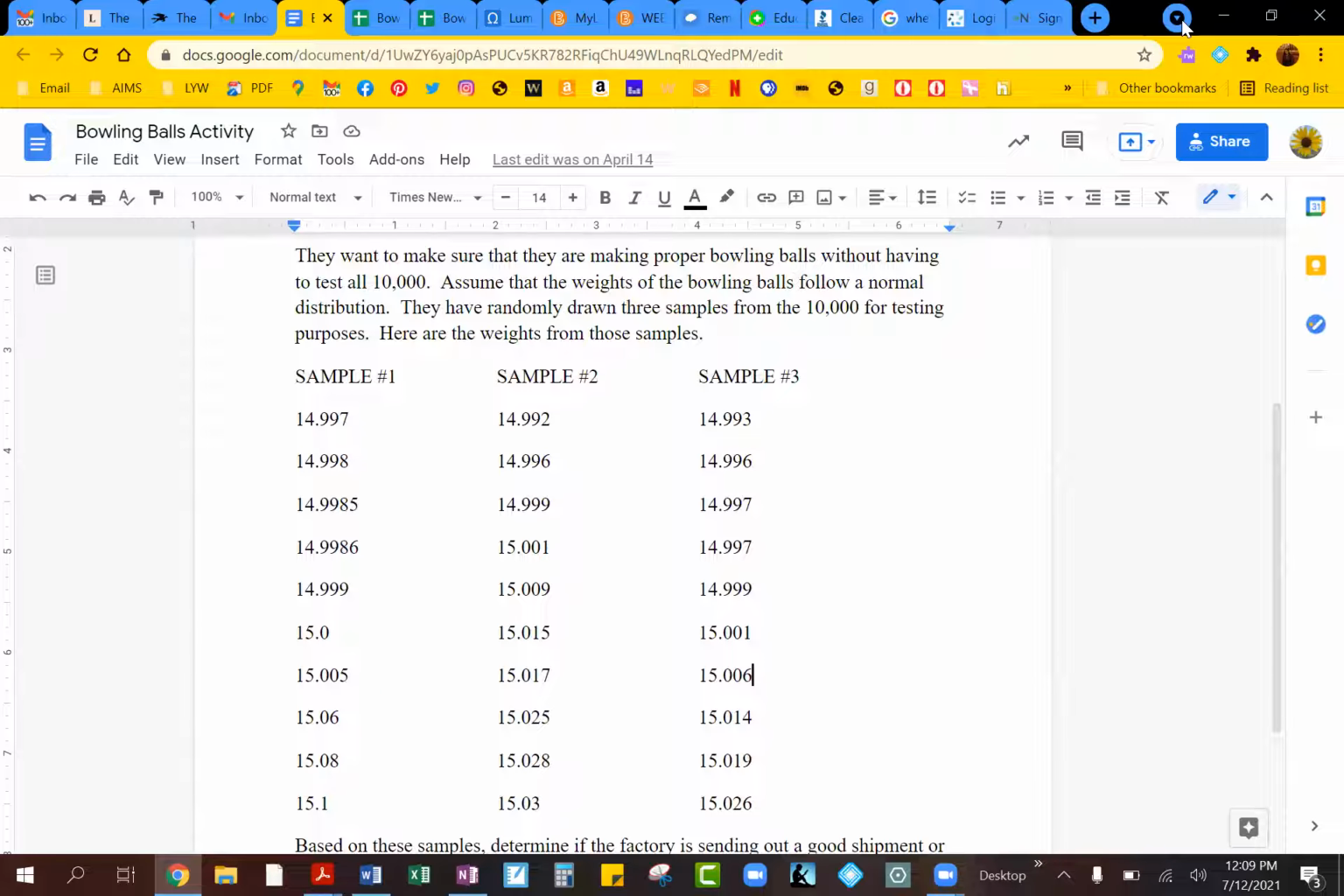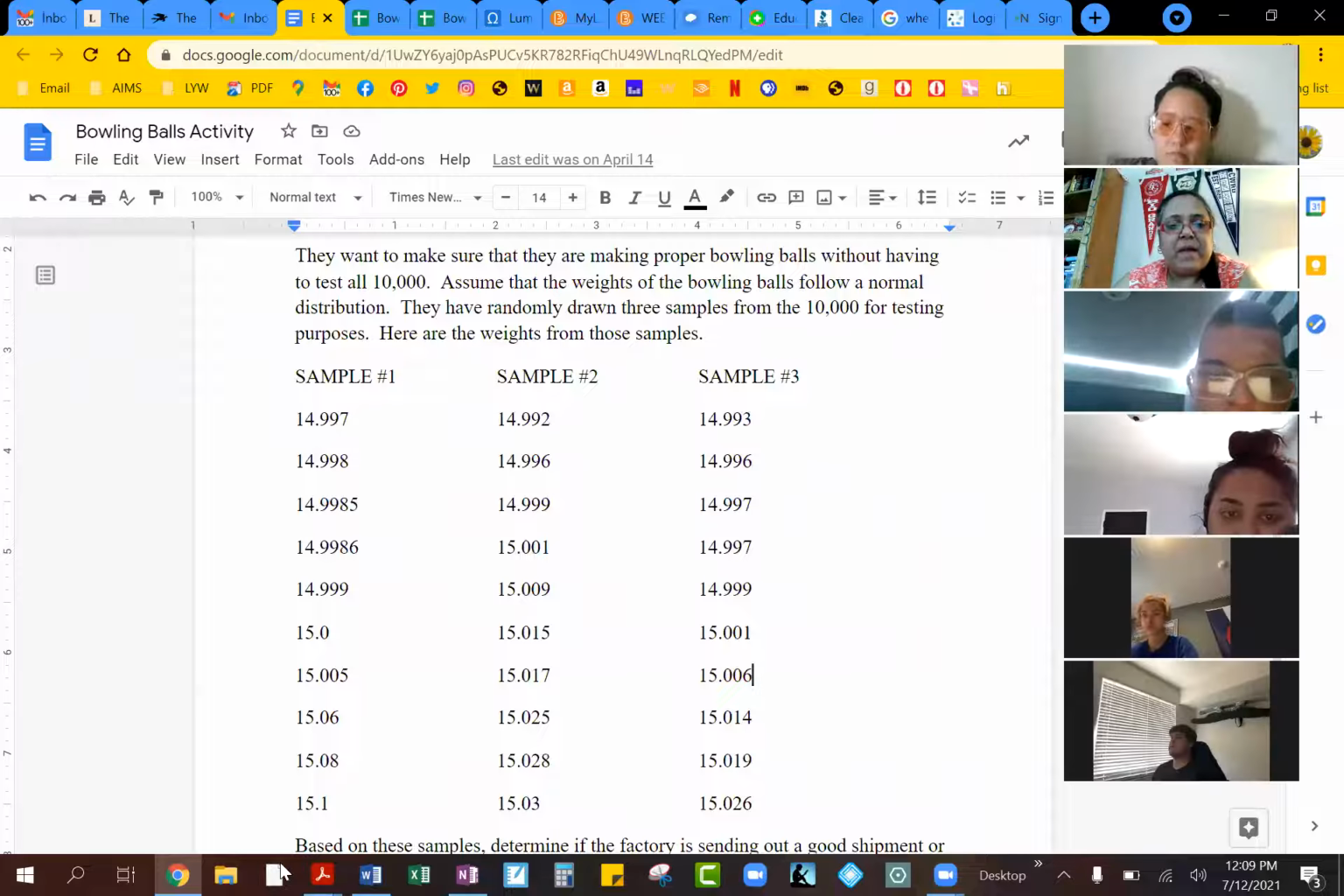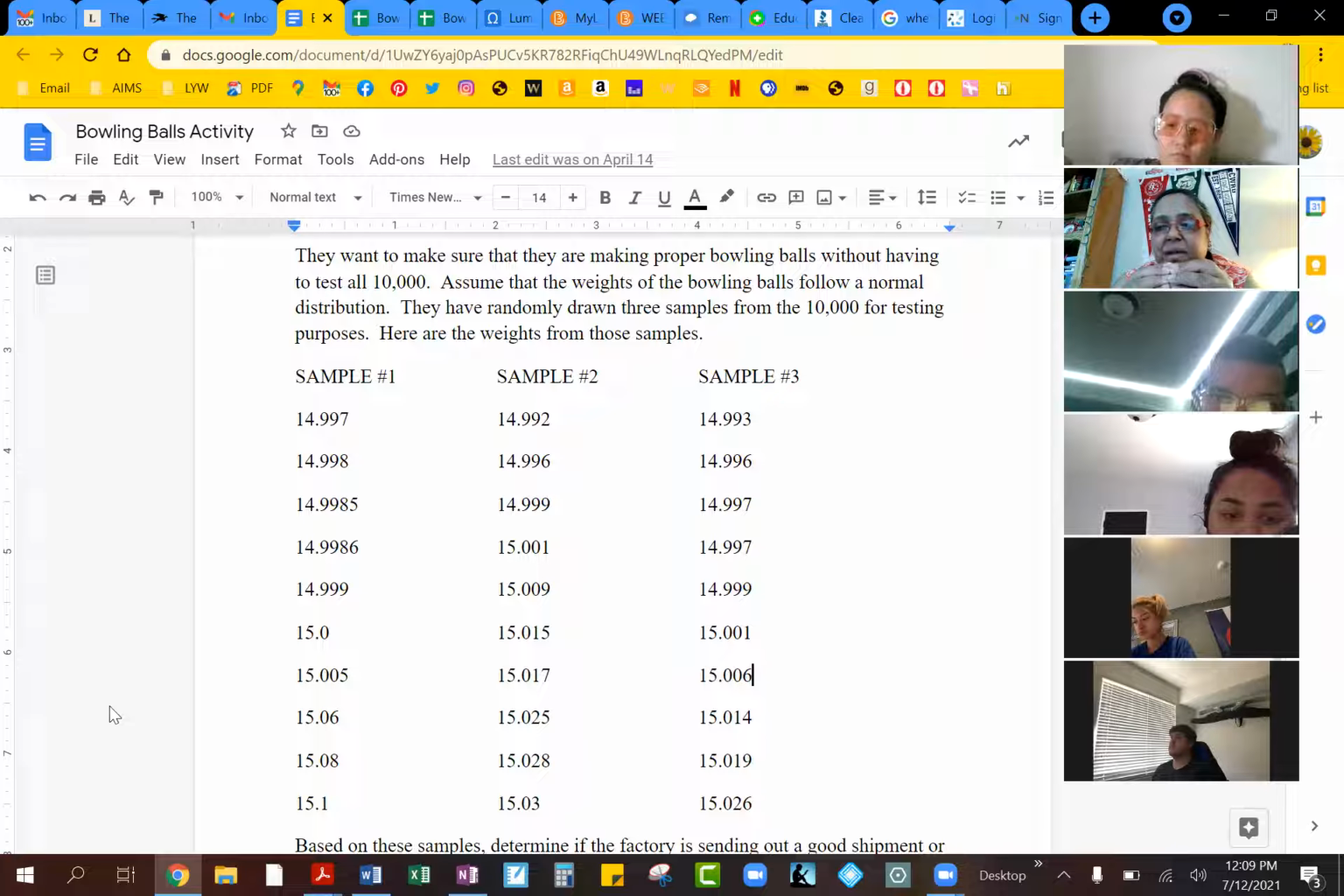So you have all the weights over here. Now, remember, they said anything that falls below 14.9 pounds is considered to be too small. So they would not include those balls in the shipment. So it's got to be anything, of course, between 14.9 and 15 pounds. But then that also begs the question, what happens if the weight is a little bit higher than 15 pounds? Because if it can be lower, it can be higher.